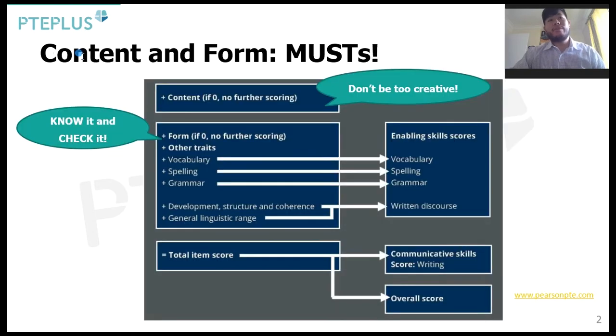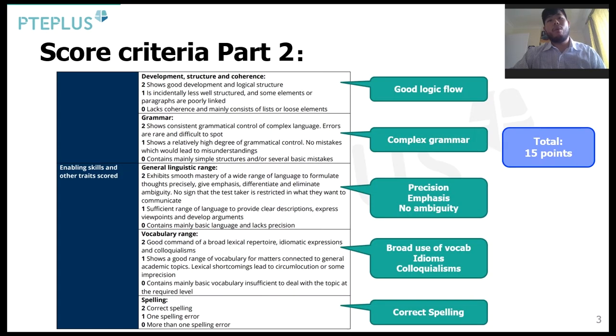So, in the last video, we talked about content and form, and how important they are. Remember, if we get 0 for content, that means we get nothing else. If we get 0 for form, that means the other traits such as vocabulary, spelling, and grammar don't get scored, which means we get no vocabulary, spelling, grammar, or written discourse scores. These make up a huge part of it because in total, write essay questions are worth 15 marks. That's a lot, right? And form and content only account for 5 of it. So we need to make sure we get marks for those sections in order to get scored here.